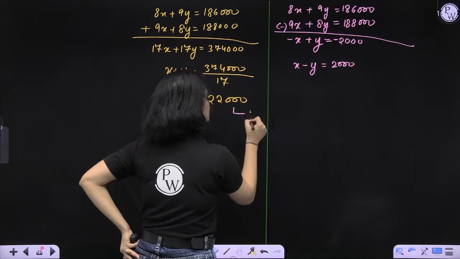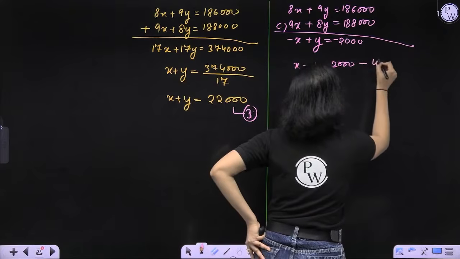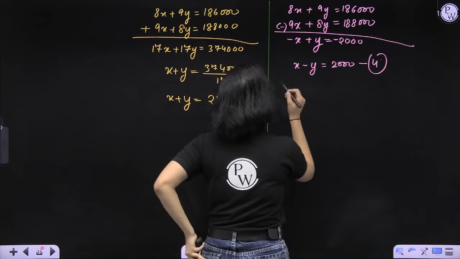So this is equation number 3, and this is equation number 4. Now can you not solve equation number 3 and 4 together? You can, right? So you can simply add.